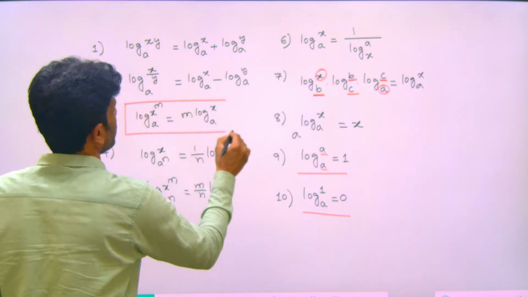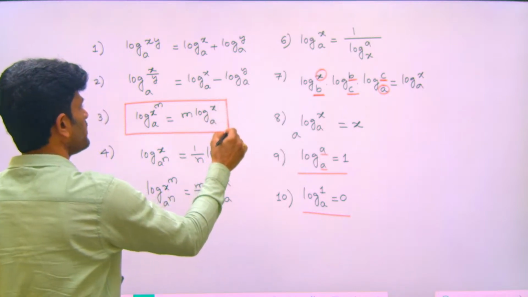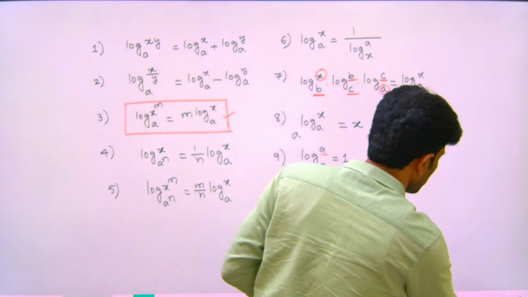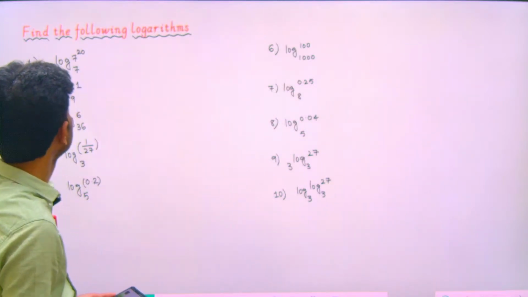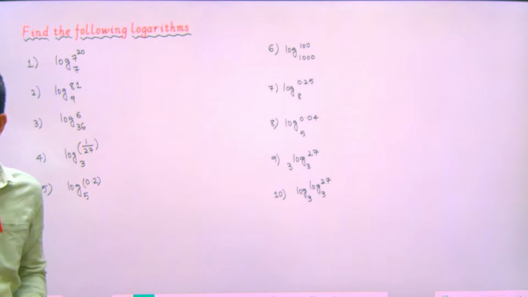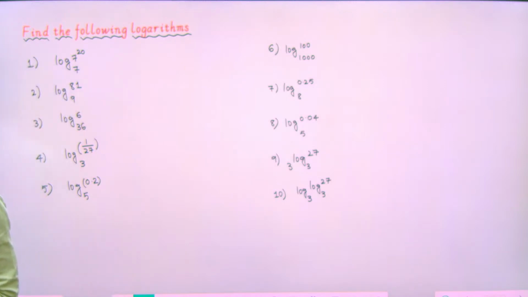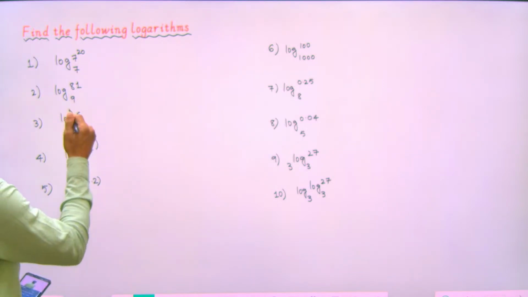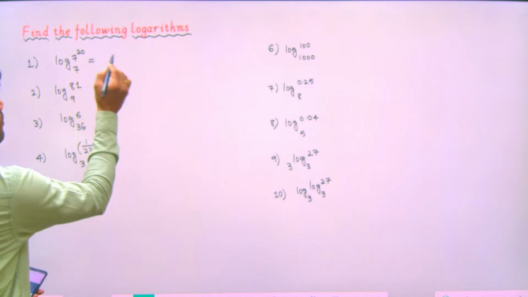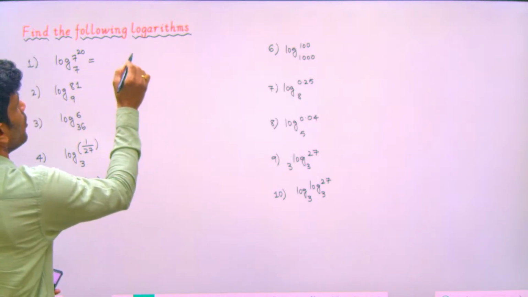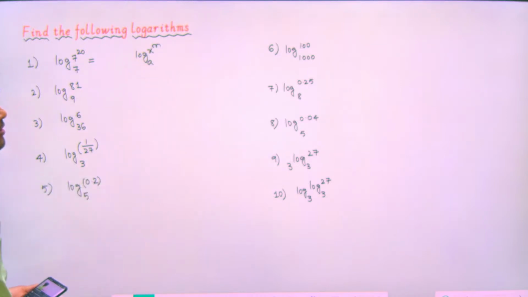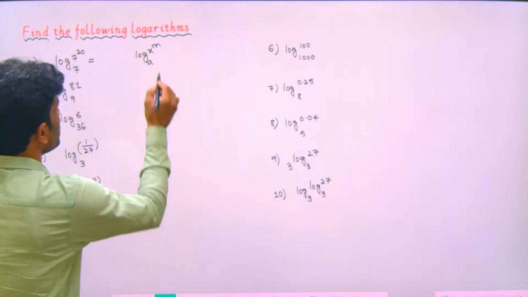Some simple basic problems related to this rule we will discuss today. Let us see what problems we have. First one, these are some problems related to logarithms. Here we have log x to the power of m to the base a. I told you what log x to the power of m to the base a is.